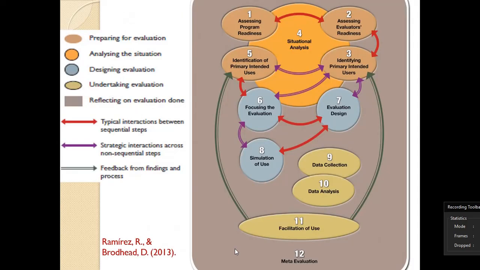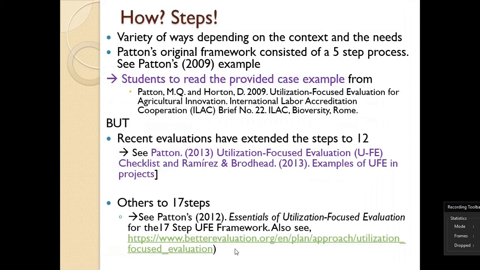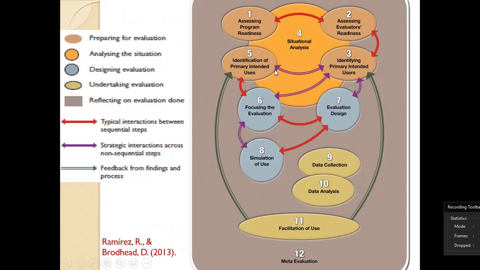But we shall not look at all those. If you look at the first 5, they are integrated in these. If you read Ramirez and Broadhead, you could find how these steps are applied.